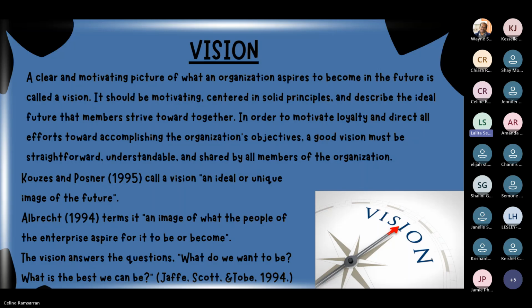Posner in 1995 called a vision an ideal or unique image of the future. Albrecht terms it as an image of what the people of the enterprise aspire for it to be or become. The vision answers the question, what do we want to be? What is the best we can be?